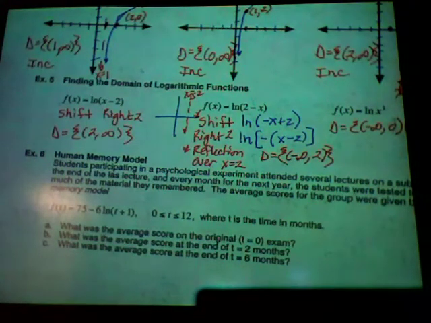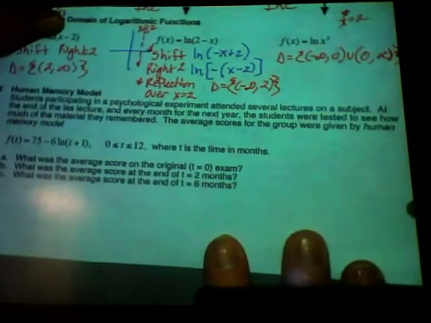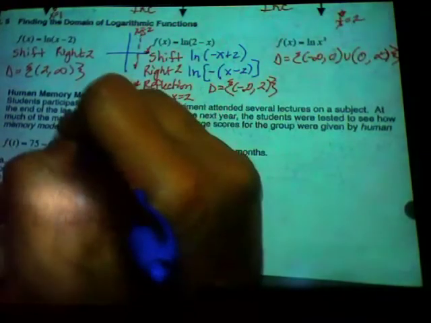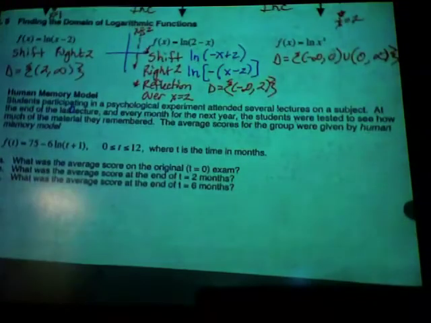All right, so then we have this word problem, human memory model. Students participating in a psychological experiment attended several lectures on a subject. At the end of the last lecture, and every month for the next year, the students were tested to see how much of the material they remembered. The average scores for the group were given by the human memory model.